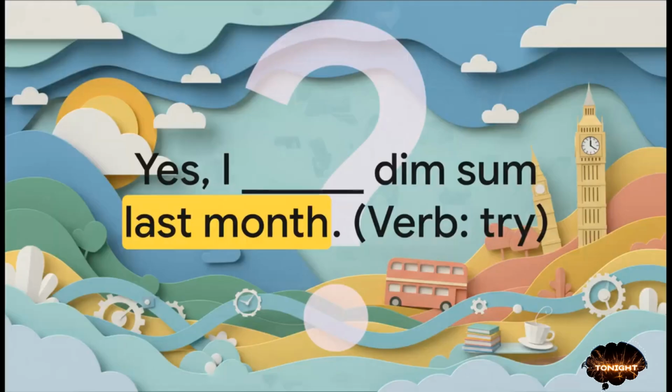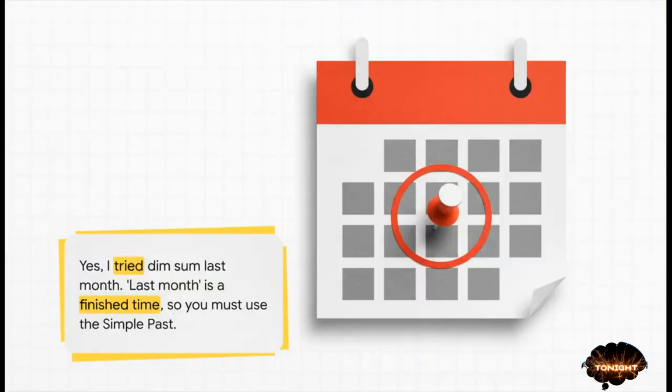Good job. Okay, question 2. Now this one's a bit trickier. It's designed to catch that really common mistake. The verb is try. Yes, I blank dim sum last month. What do you think? And the answer is, I tried. Simple past. Why? Because of that key phrase, last month. That's a specific, finished time in the past, which means the present perfect is forbidden. You have to use the simple past. Hey, if you got that one right, congratulations. You have truly mastered the key difference.